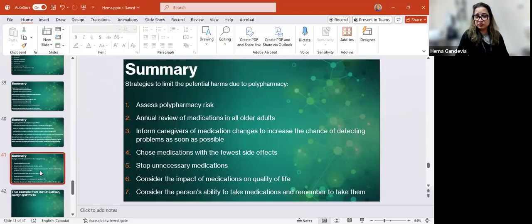Again, also try to choose medications with the fewest side effects. When possible, try to stop unnecessary medications and also take another look at all the medications that your patients have, the quality of life that's going to be affected by the medications, and also consider the person's ability to take the medications and be compliant. Can they remember? Otherwise, there are plenty of tools to engage the patient in compliance.